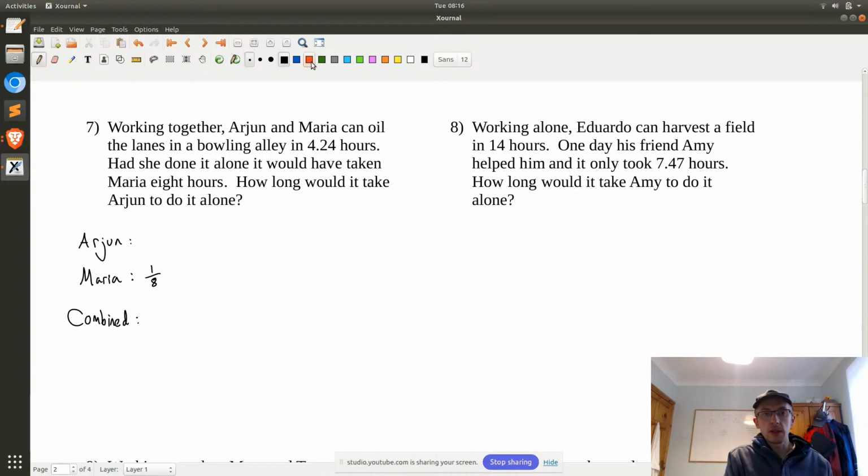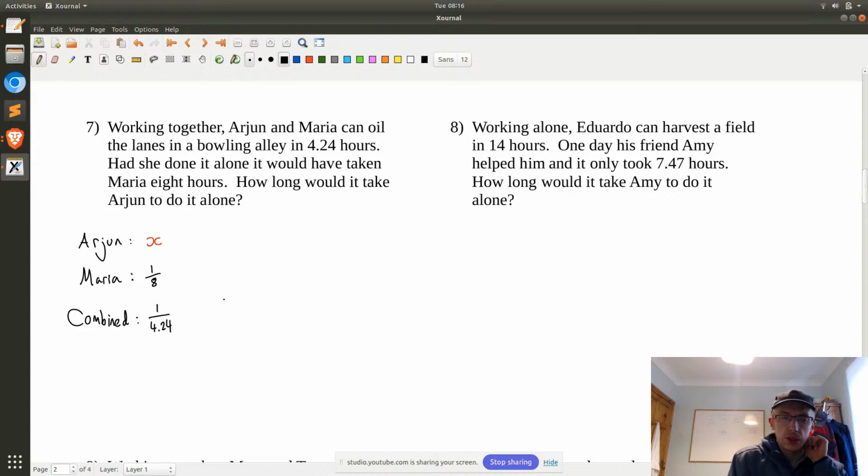Whose speed do we not know? That would be Arjun's. We'll say X. What's their combined speed? They can do a whole bowling alley in 4.24 hours. So it's like this. This is their combined speed. 1/4.24.